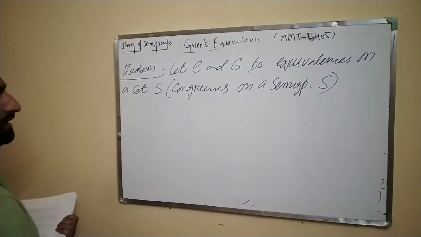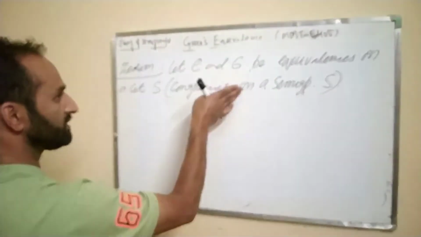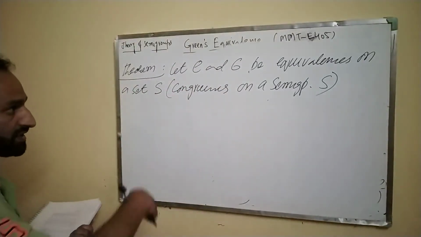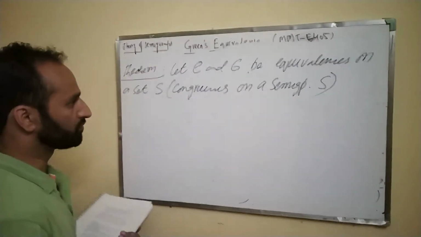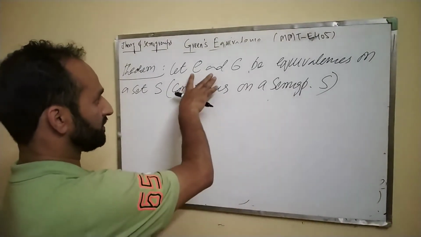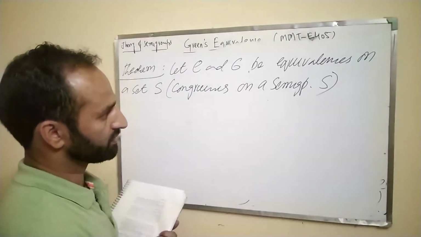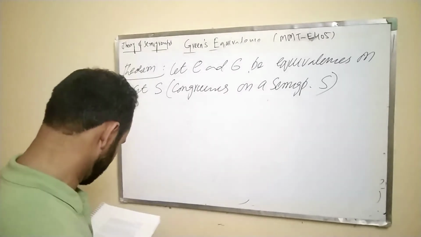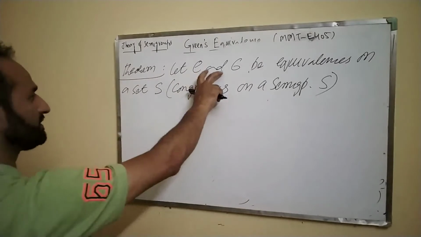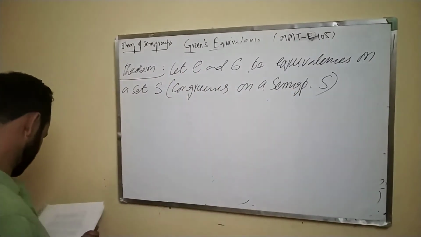If we prove the result for equivalences, then they are just equivalences on sets, not necessarily semigroups. But in case of congruence, it must be a semigroup here because there is a relationship between the equivalence relation and the binary operation on that semigroup S. So that compatibility, we already discussed. In case they are congruences, then that set S is a semigroup.